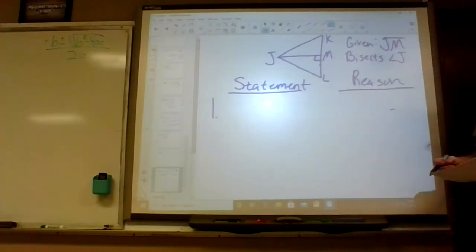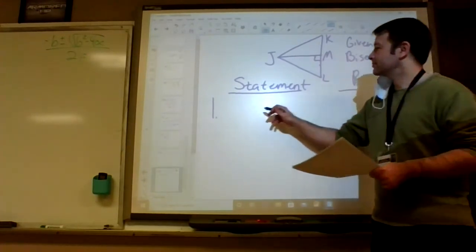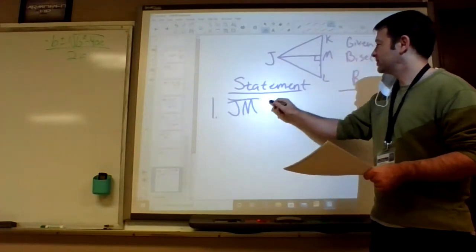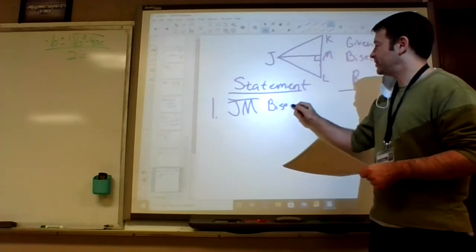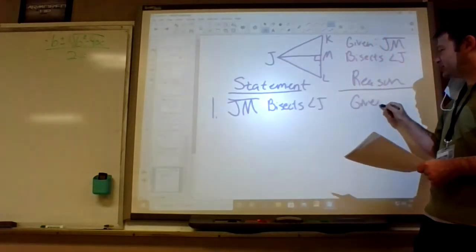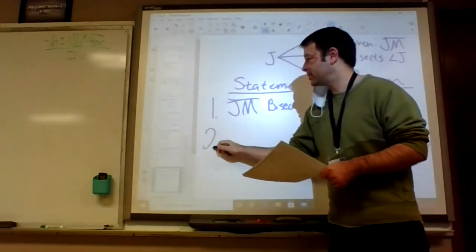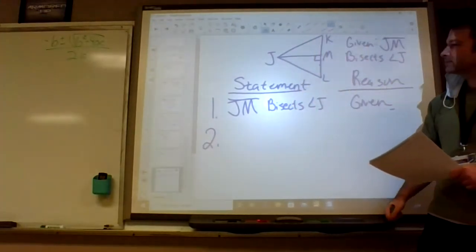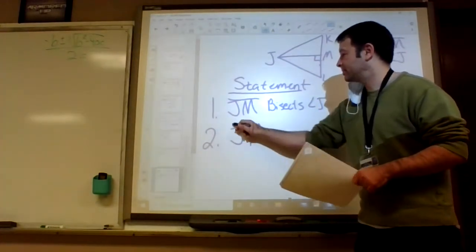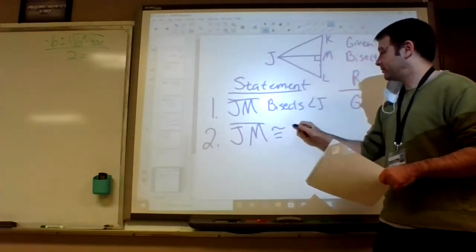Alright, so what should I put first? Line JM is congruent to line JM. Nope. Well, you should put the given first. Okay, put the given: JM bisects angle J, given. Everybody should get that at least, right? Okay, now what? JM is congruent to JM. Reflexive property. Yeah, that was called the reflexive property.